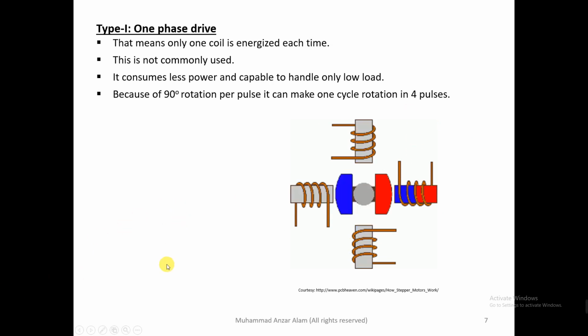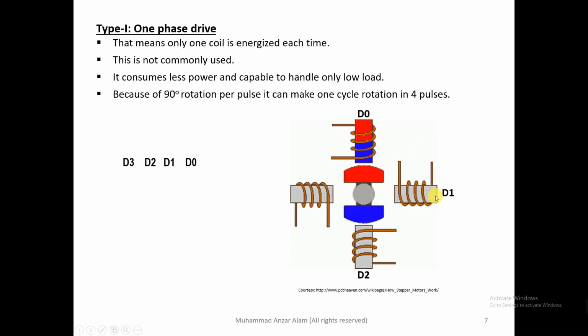Let's do something more. We can name this coil D0, this coil D1, D2, and D3. So we name all these coils from D0 to D3. There are 4 coils, and D0, D1, D2, D3 are the bits we are getting from the microcontroller. Yes, it is the output port of the microcontroller.